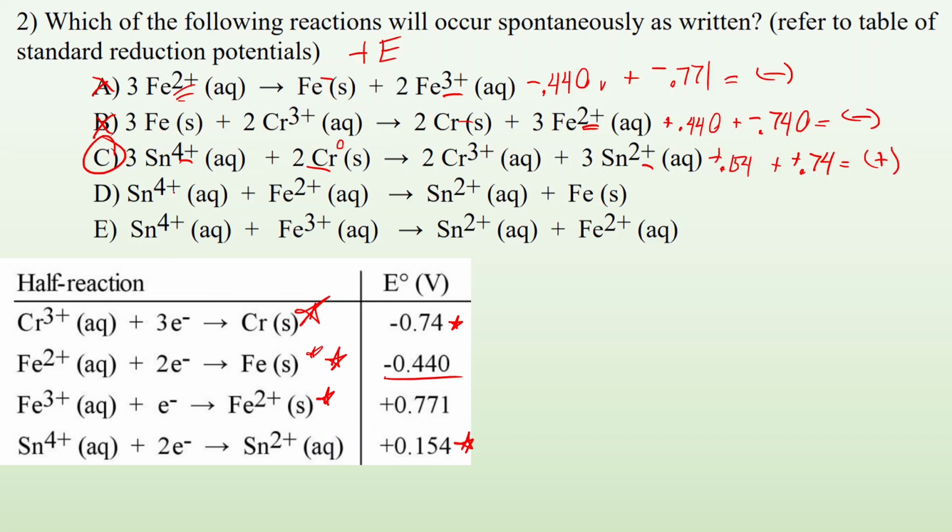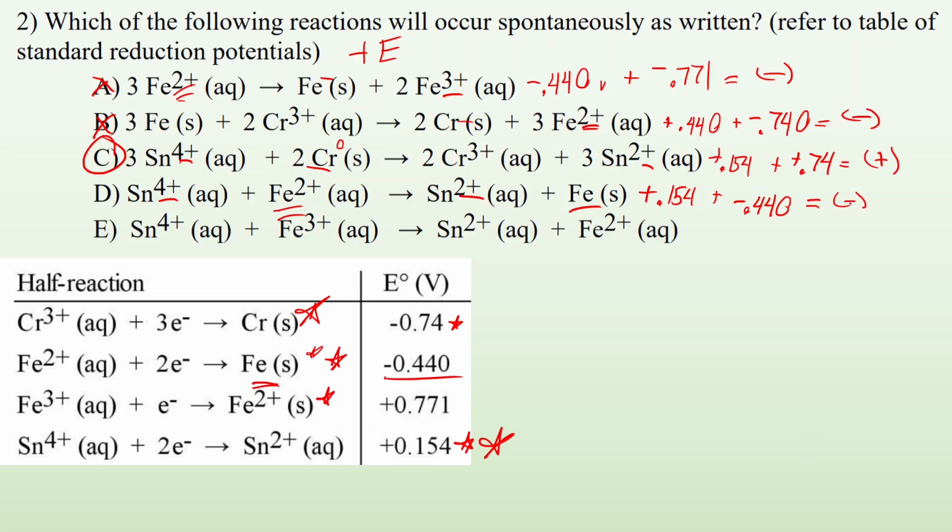Tin plus 4 becoming tin plus 2. Where do I see that? I see that right here, and it's exactly how it's written, so I just use that positive 0.154. Let's see what's happening with the rest of the reaction. Fe plus 2 becomes Fe0. It's this process, which has a negative 0.440. When I combine those terms together, I end up with a negative overall.